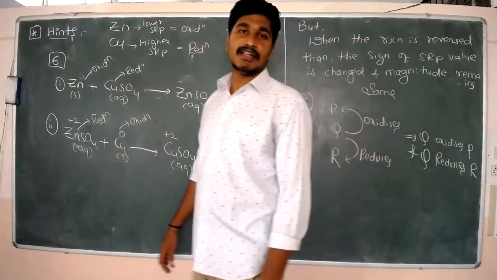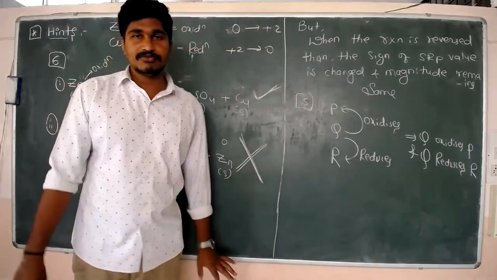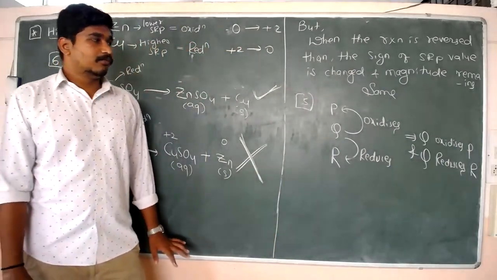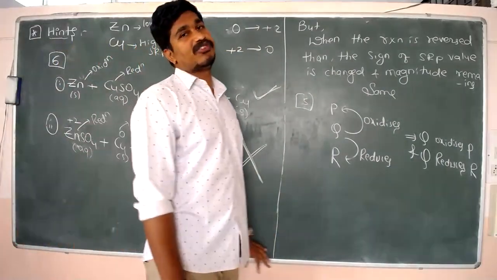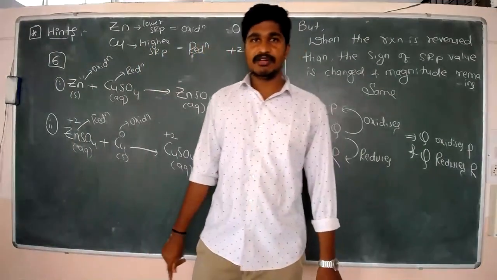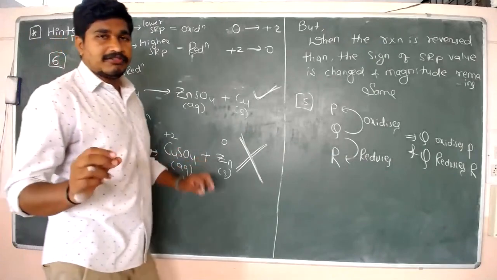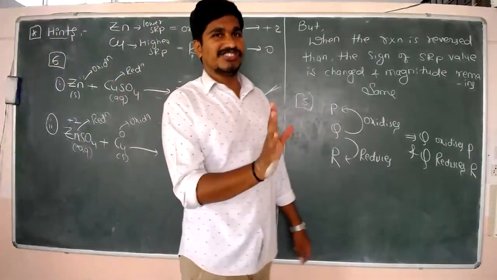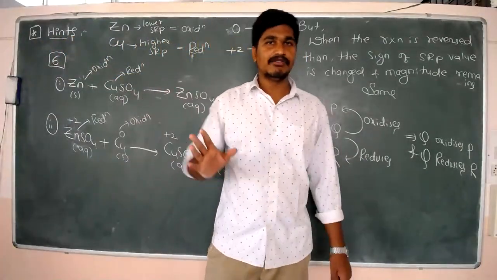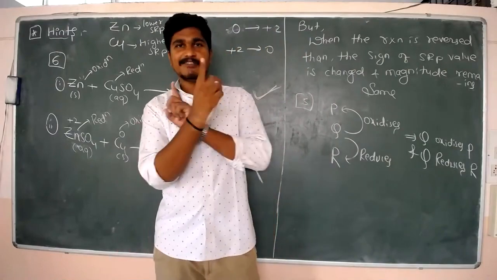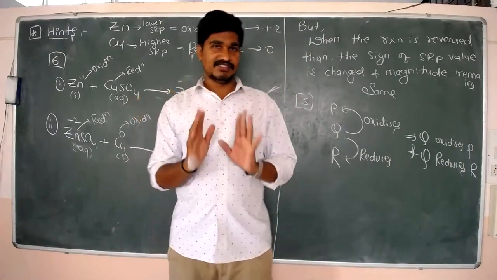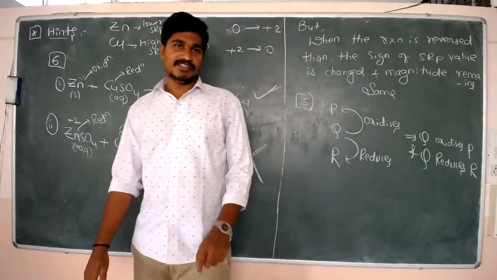2 hints are over. Right? Third one is, more negative SRP means the most reactive will be the element. Fourth one is, the SRP value for a fixed element is fixed. It won't change by multiplying or dividing any value to the reaction. If the reaction is reversed, then the SRP value sign changes. Magnitude same, sign changes. This one is 4.